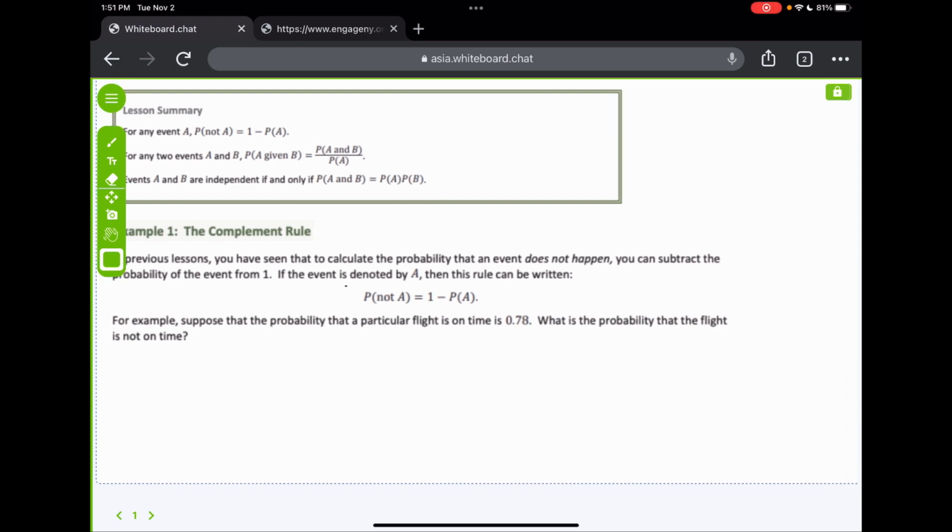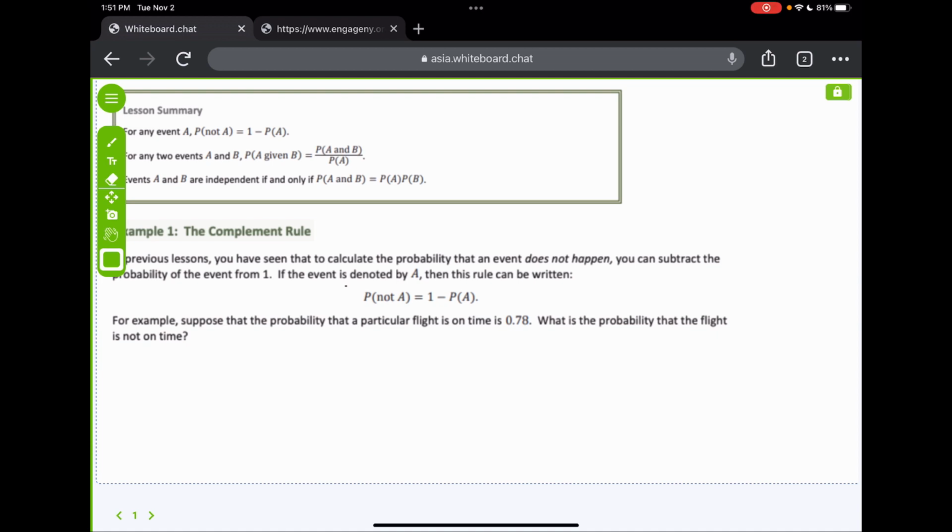The second one says for any two events, A and B, the probability of A given B is equal to the probability of A and B divided by the probability of B. And that is actually going to be considered the conditional probability of two events.